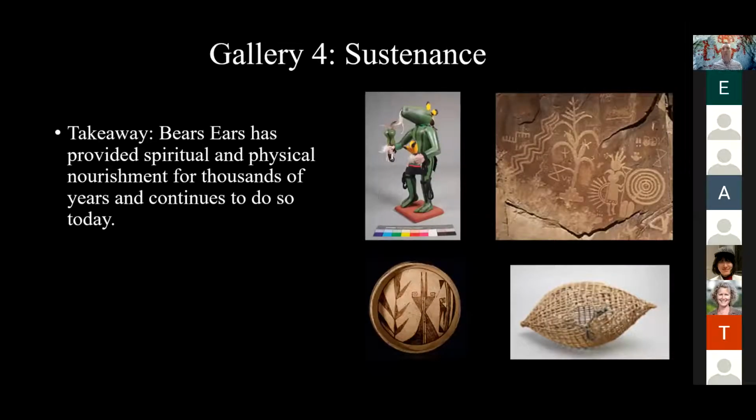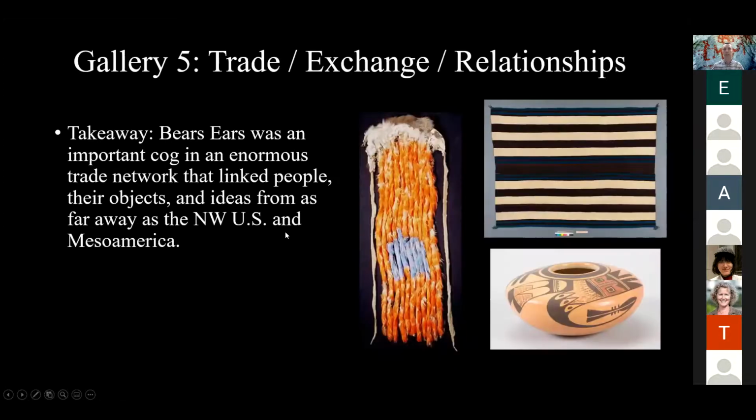Moving on to Gallery 4, we have sustenance, the idea that Bears Ears has provided spiritual and physical nourishment for thousands of years and continues to do so today. This is where we get into this idea of indigeneity, of people being linked to the land through the food that they produce and the water that they're procuring. And this can be communicated through a kachina doll that we see here, which is a squash kachina doll, or iconography on this ancestral Hopi Jeddito vessel that we have here with corn stalks on it, or corn stalks on this Navajo rock art panel, or means of fishing, like this Ute fishing trap that we have here. So there are dynamic ways that we can communicate these messages.